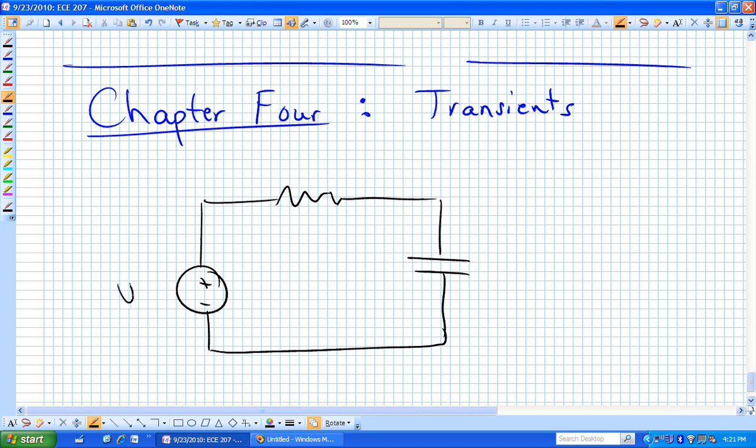Here is V sub S. Here's R. Here's C. And now we have a different circuit. On the exam, you just had R's and sources, voltage and current. Now we have resistors and capacitors.